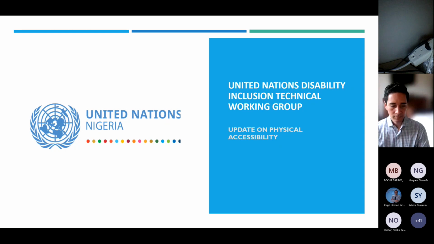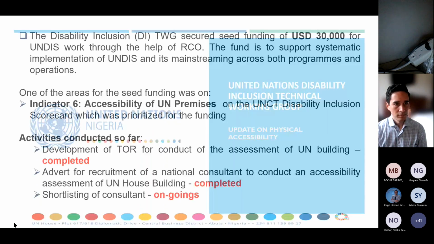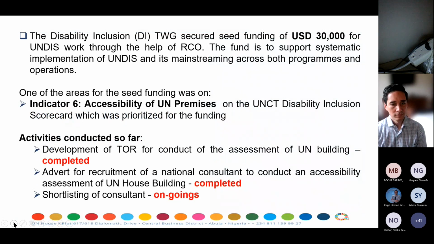So we have 3 indicators that we actually looked at. We looked at indicator 13 on capacity development for UN staff. We also looked at indicator 5, which is talking about the consultation with organizations of persons with disability. And we also looked at indicator 6, accessibility of UN premises, and that is the one that we'll be talking about.